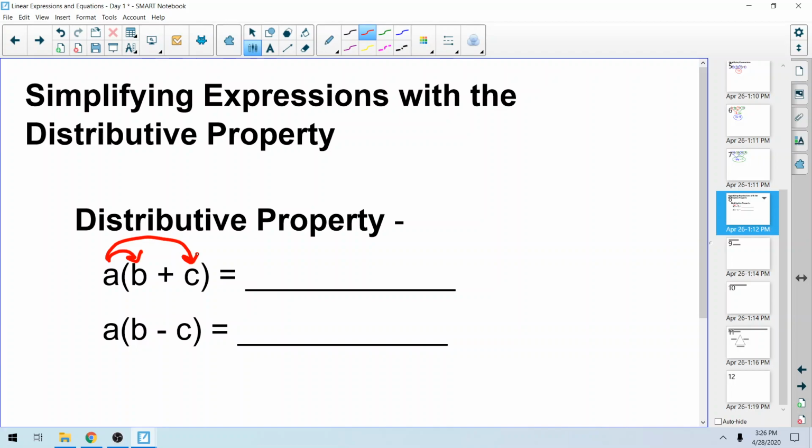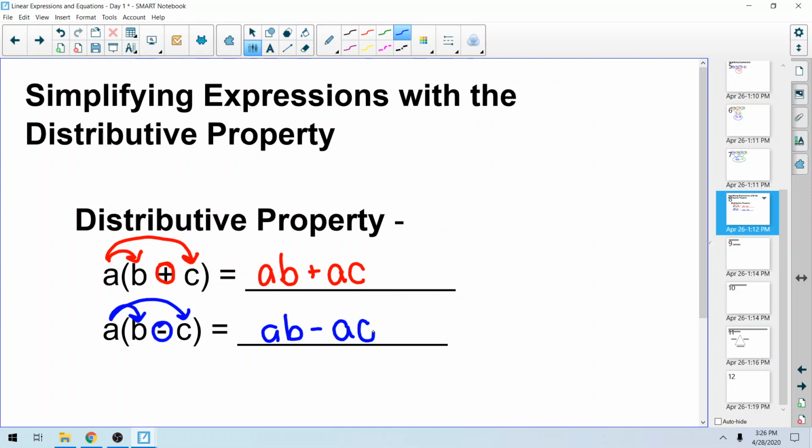And when you do that, you're multiplying. So we're going to have A times B, and then we're going to keep the addition sign, plus A times C. That's with our addition. Now, with subtraction, almost the same thing. A times B, but this time it's going to be minus A times C. And that is your distributive property.